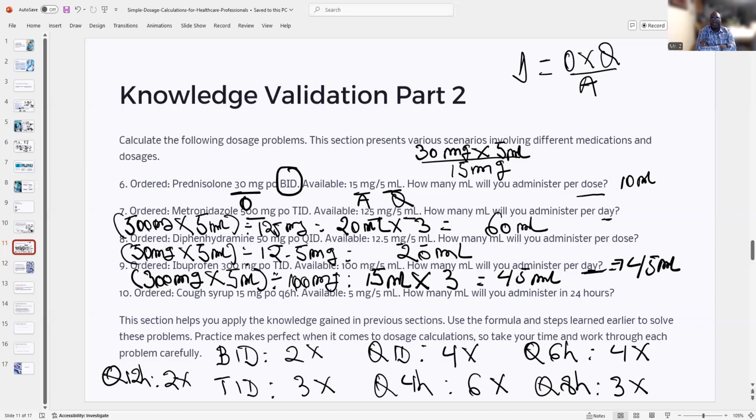Q6 hours. You've got to identify that if you're giving something every 6 hours, it's how many times a day. It does not mean you have to multiply that by 6. You're not multiplying that by 6.